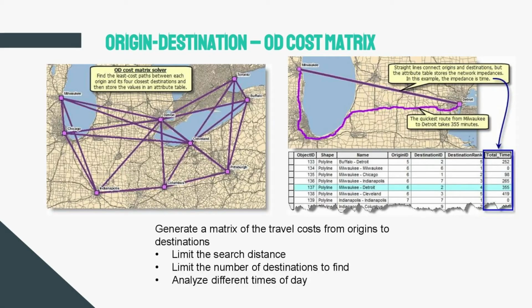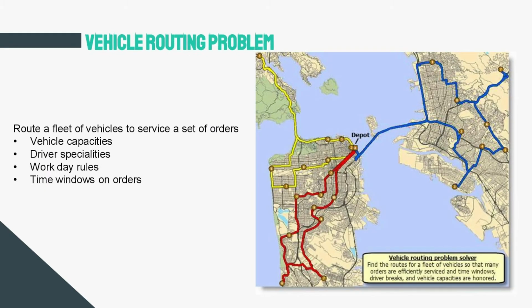Next important operation in network analyst is the OD cost matrix, that is origin destination cost matrix. With network analyst, we can create an OD cost matrix from multiple origins to multiple destinations. An OD cost matrix is a table that contains the network impedance from each origin to each destination. Additionally, it ranks the destinations that each origin connects to in ascending order based on the minimum network impedance required to travel from that origin to each destination. The best network path is discovered for each origin destination pair, and the cost is stored in the attribute table of the output lines.